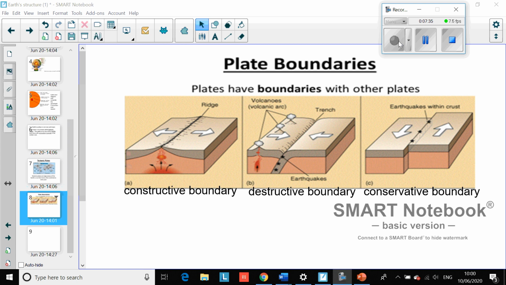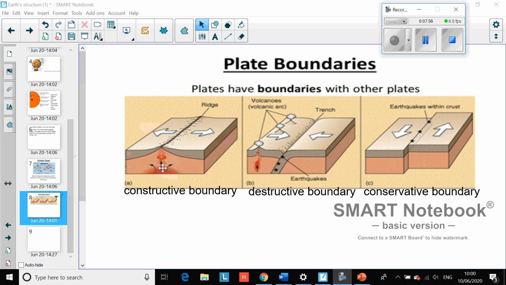So the first diagram you're going to draw is of something called a constructive boundary. So you'll need to draw something like this and call it a constructive boundary. And I'm just going to explain to you how this happens. So what happens is the 2 plates are moving apart. One's moving in one direction, one's moving in another.